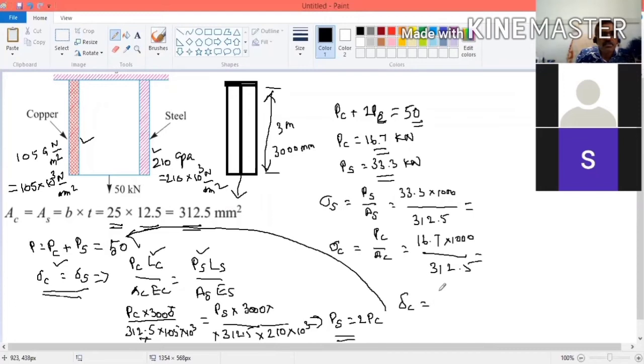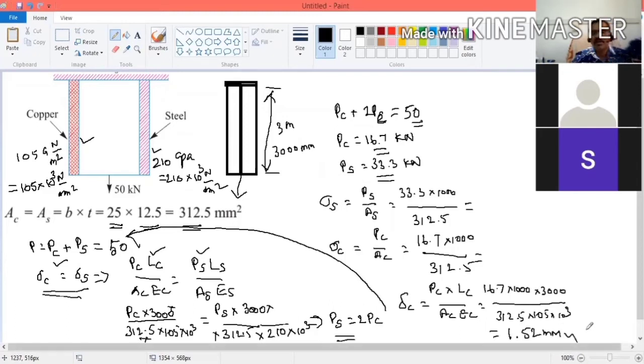Now delta C is equal to PC multiplied by LC divided by AC EC. PC we know is 16.7 into 1000. What is LC? 3 meters, 3000 millimeter, divided by area 312.5. What is Young's modulus of the copper? 105 into 10 power 3. This value will be 1.52 millimeters. So this is the way you have to solve this problem.